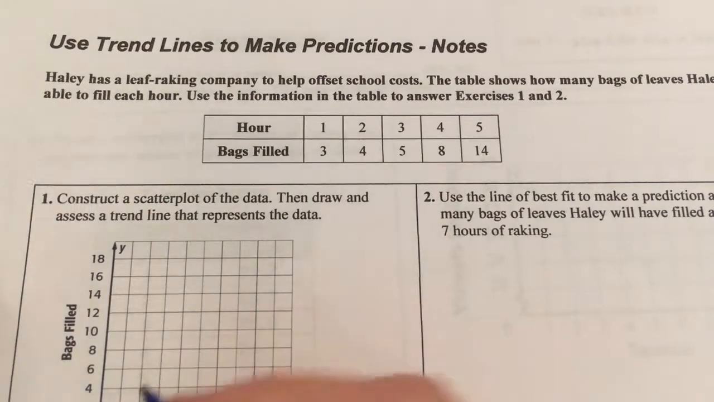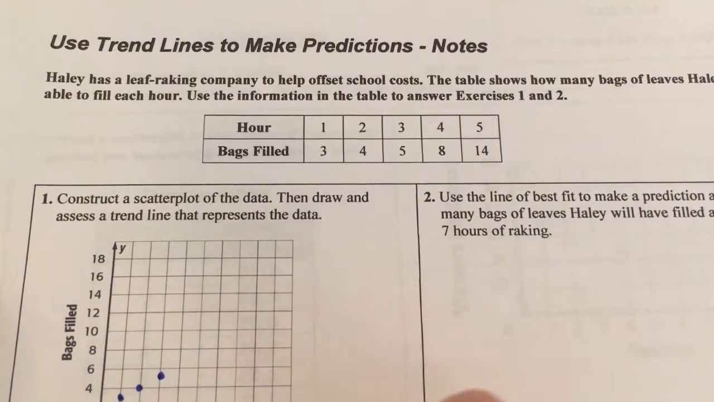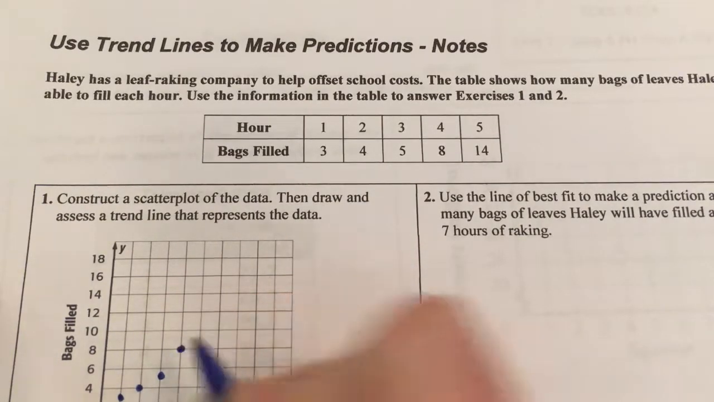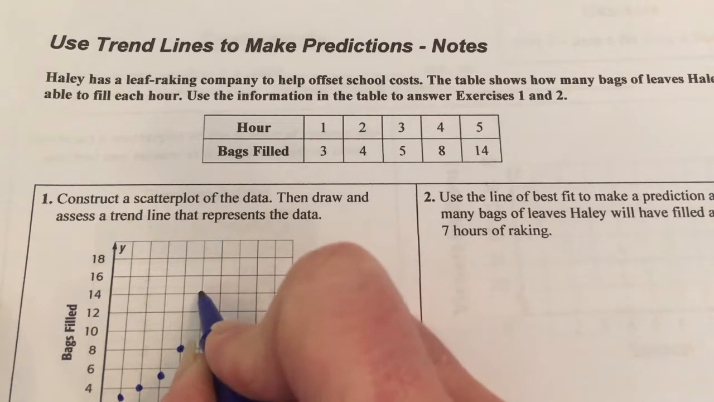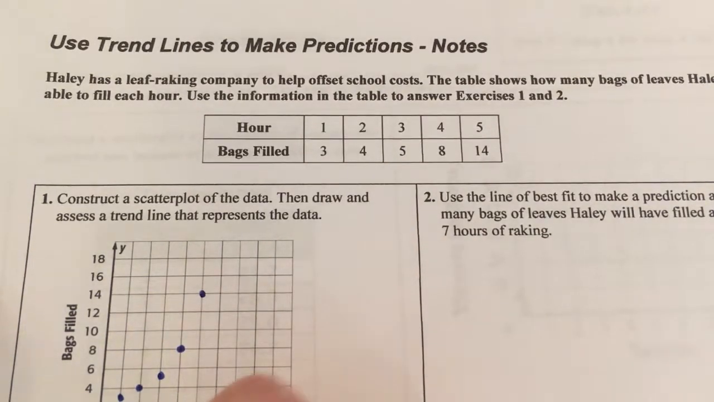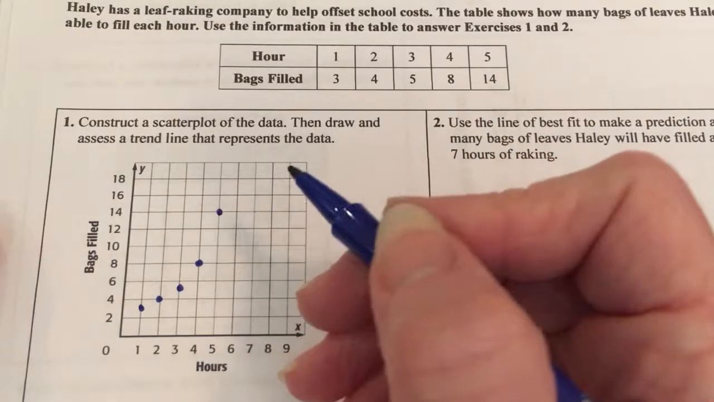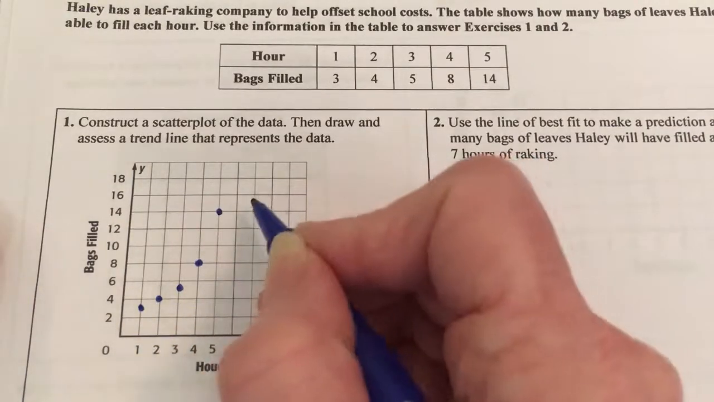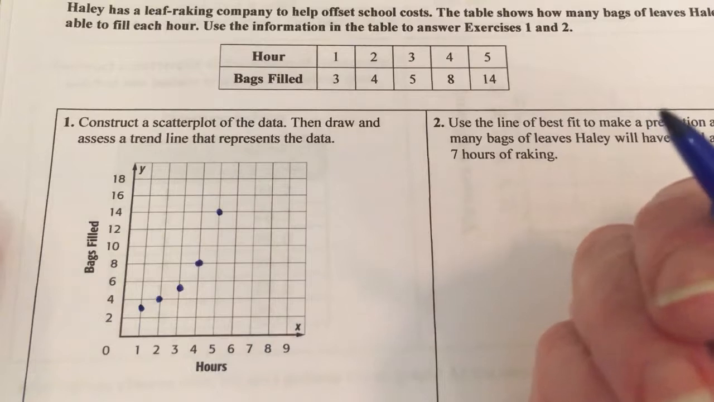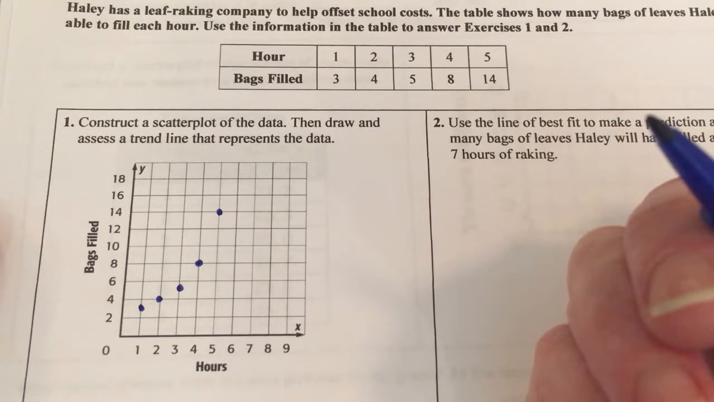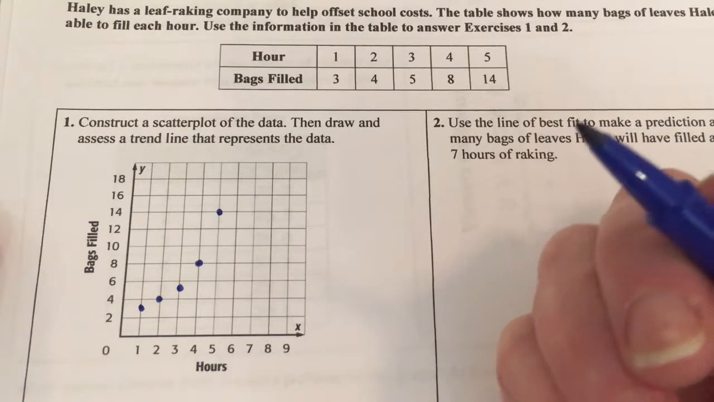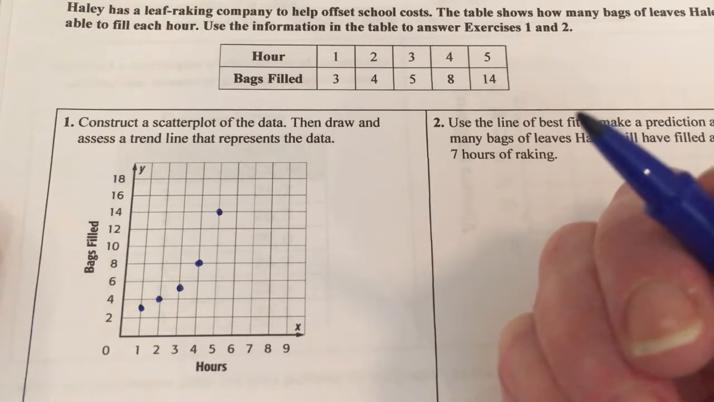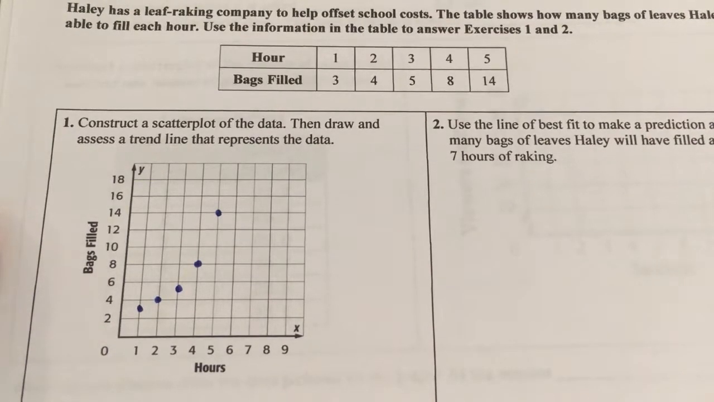Okay, so if I do it, (1, 3) would be right here, (2, 4) would be right here, (3, 5) is going to be right here, (4, 8), and then (5, 14). All right, so I definitely can see that this has a positive association. This is definitely going up each time. And so what I want to do is draw a line that's going to fit where this is going. Can I do that perfectly? Probably not. But again, it's just an estimate. You're just making a prediction, so there's not necessarily a completely right answer, but it should be in the ballpark.